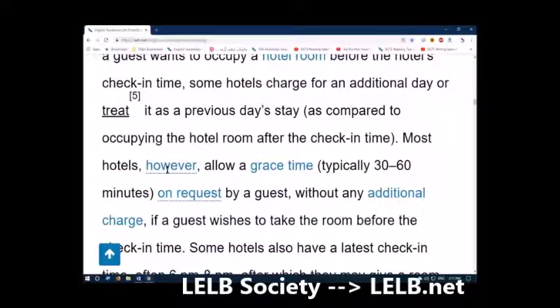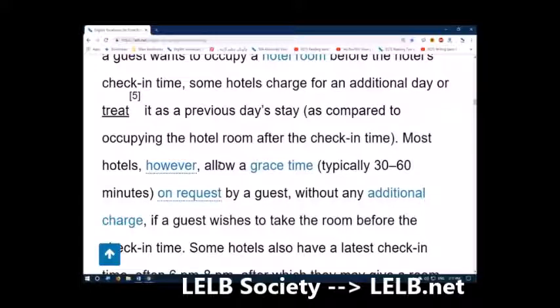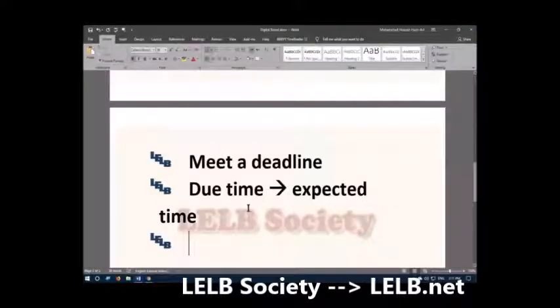Most hotels, however, nevertheless, you could say, it's a conjunction. Despite this, however, allow a grace time. What is a grace time, which is a technical term in hotel booking? Typically, do not mispronounce this, which is a common mistake. This is typically. For example, there are some other words or adverbs.